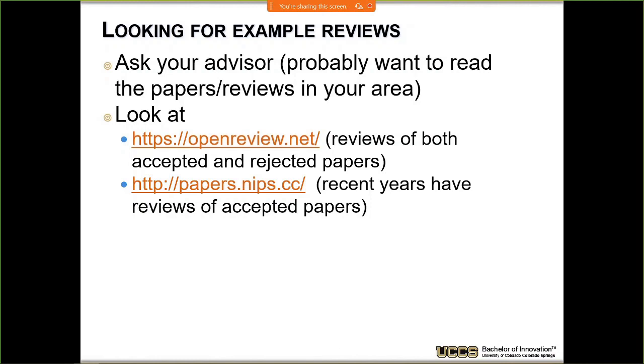If you're looking for a couple of places in the machine learning space, openreview.net has reviews of both accepted and rejected papers, and NIPS or NeurIPS has reviews of accepted papers, not of the rejected papers. But you can get a feel for what reviews look like by looking at those. There are probably papers in other spaces too. These are just the ones I knew off the top of my head.